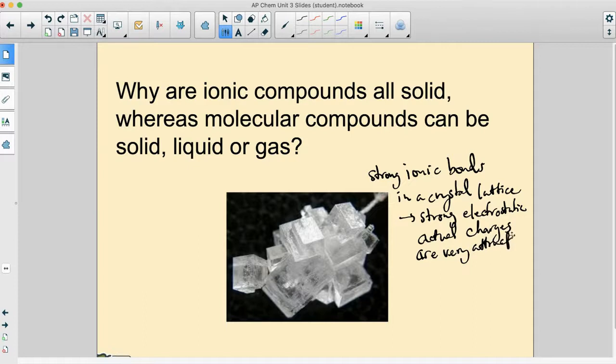Okay, and the structure of the ionic compound is such that the attractions outweigh any repulsions, right? The ions are ordered so that positives and negatives are next to each other, rather than positives and positives and negatives and negatives. So this solidifies the compound.